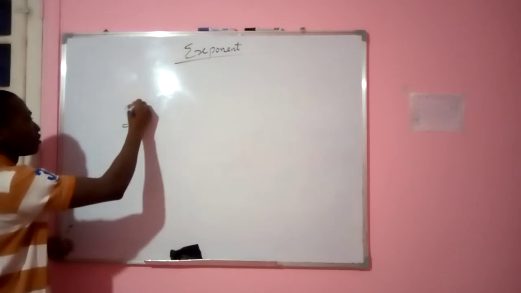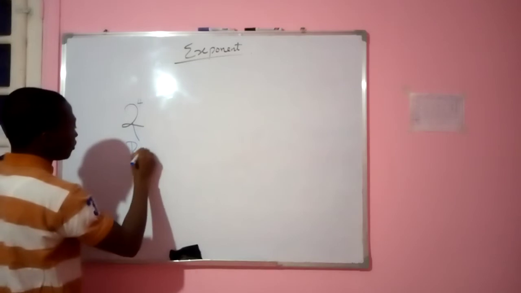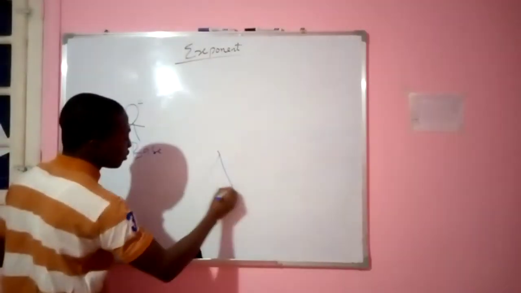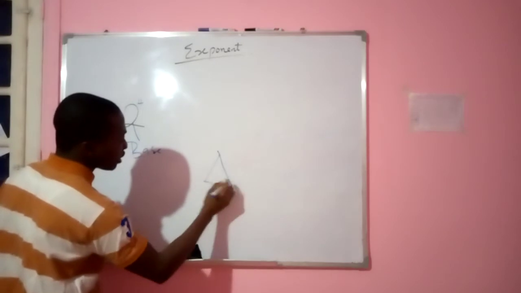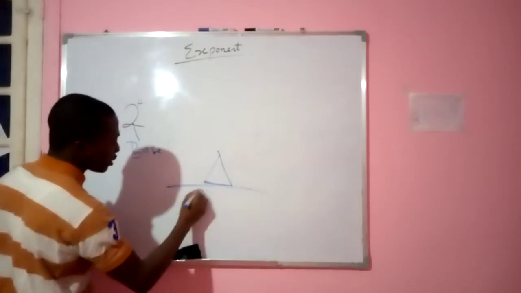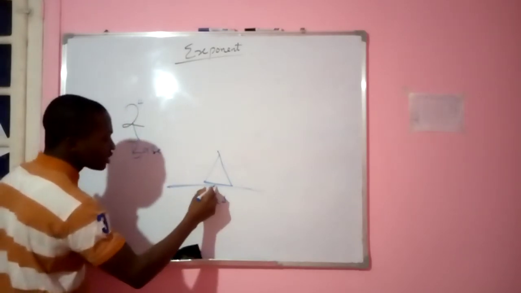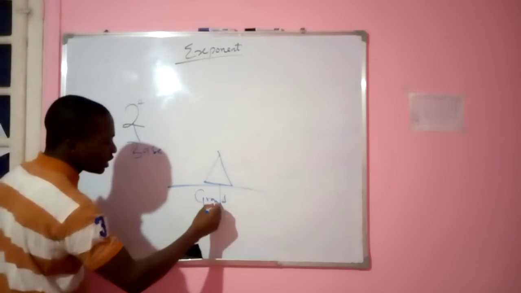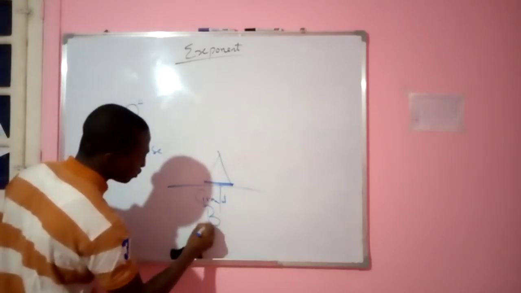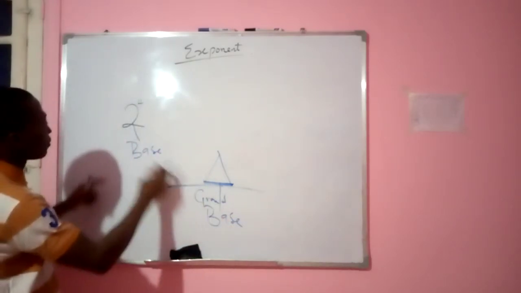Let me use a different marker. The number at the bottom is called the base. Base, let's think about a triangle. We have a triangle like this. The part that is touching the ground, let's say we have a ground like this, is called the base. This side here is called the base of this triangle. So that's the same thing as the base: something that's touching the ground.